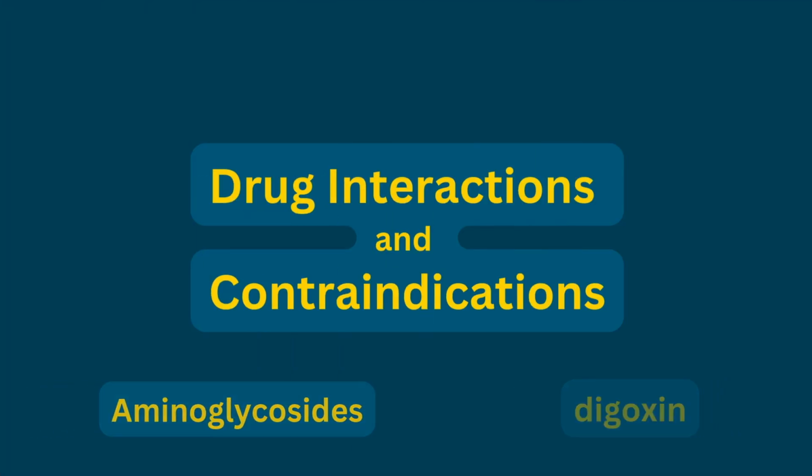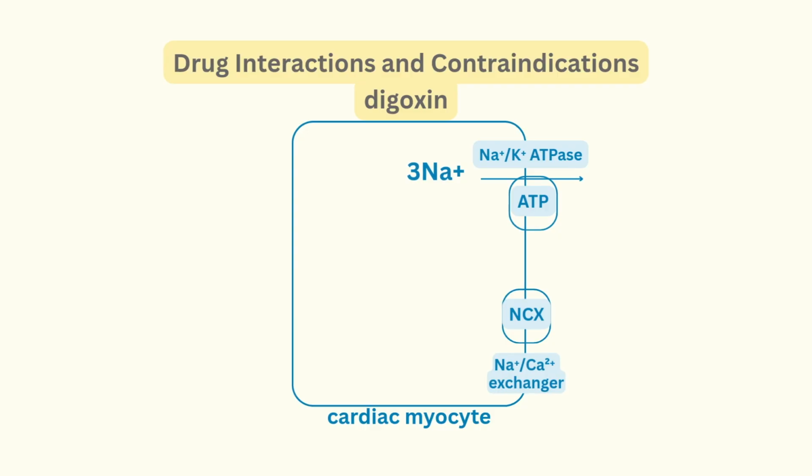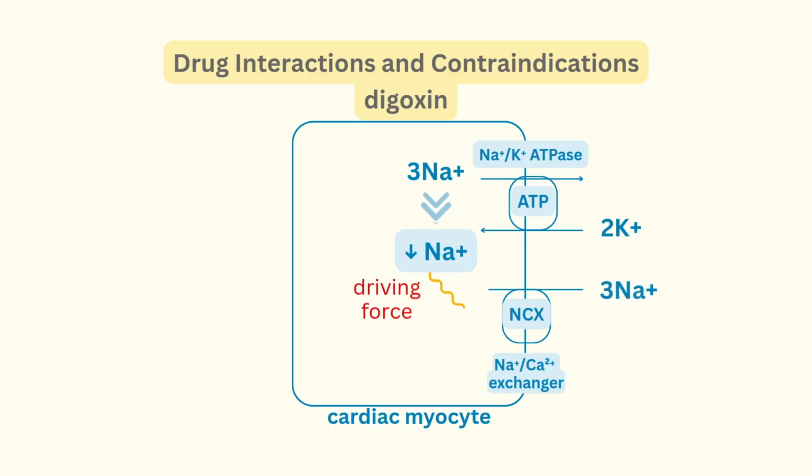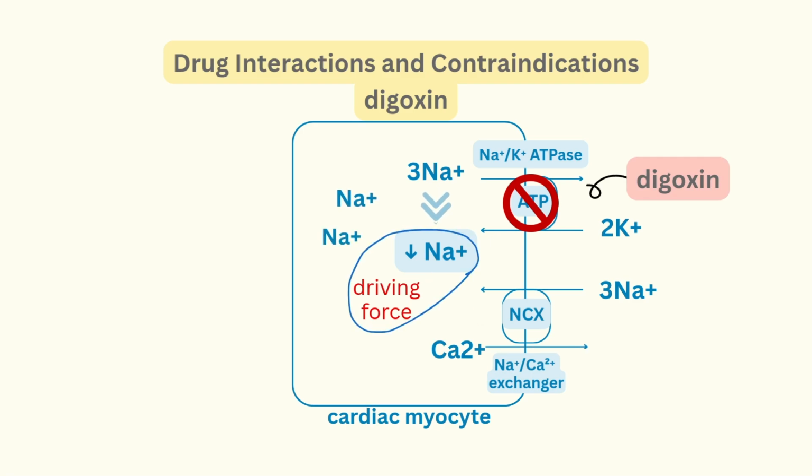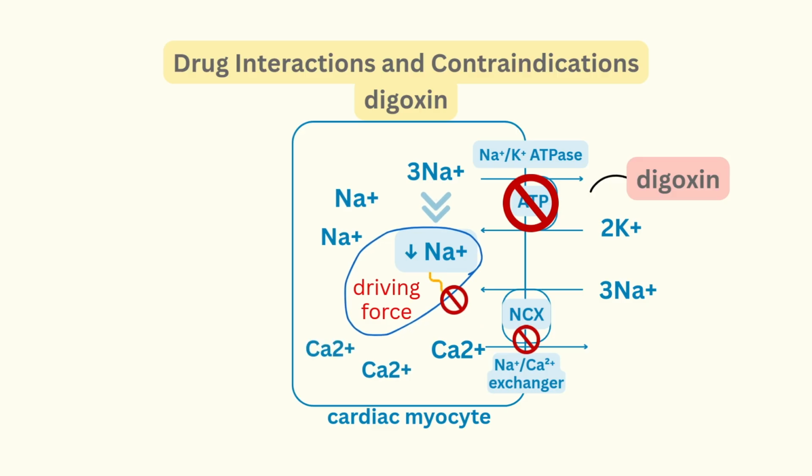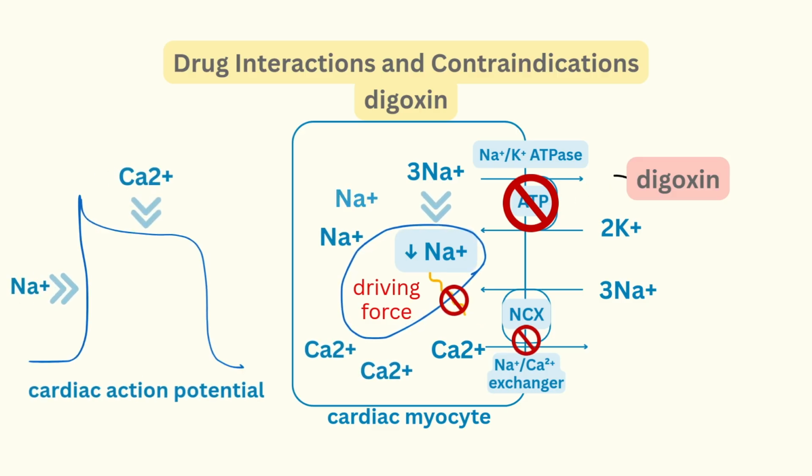Finally, drug interactions. Normally, cardiac myocytes pump sodium out, keeping intracellular sodium low. This low sodium serves as the driving force. Sodium enters and calcium is pushed out. Digoxin blocks the sodium-potassium ATPase, so sodium builds up inside. The driving force is lost, calcium cannot leave, and it accumulates in the cell. More intracellular calcium means stronger cardiac contraction.